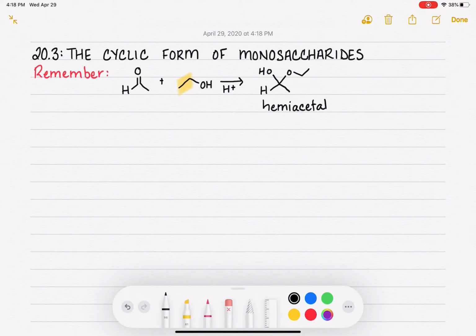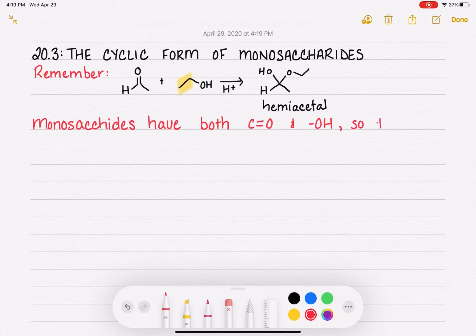Well, the reason that you had to learn all of that was because monosaccharides, inside one single monosaccharide molecule, have both of the necessary components for doing this hemiacetal reaction with themselves. They have the carbon-oxygen double bond, whether it's an aldehyde or a ketone, and they also have OHs like you would find on an alcohol. So they can actually do a hemiacetal reaction internally.